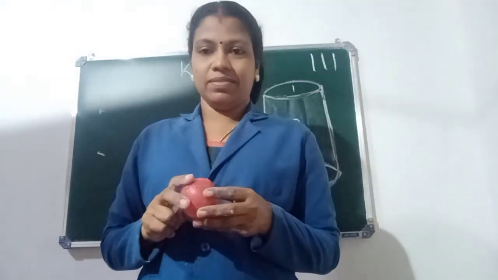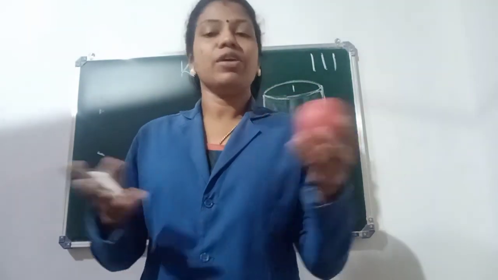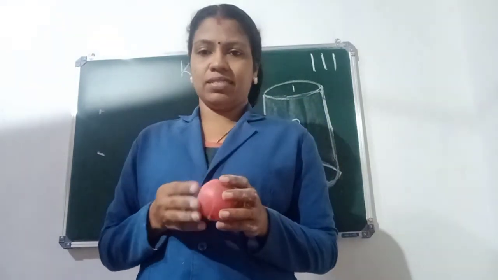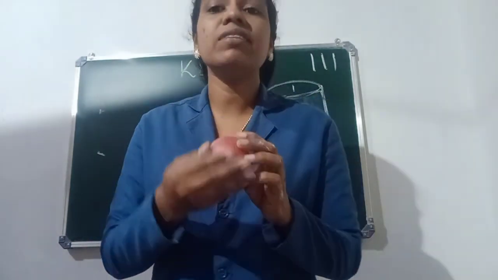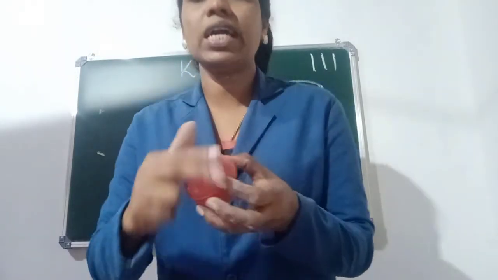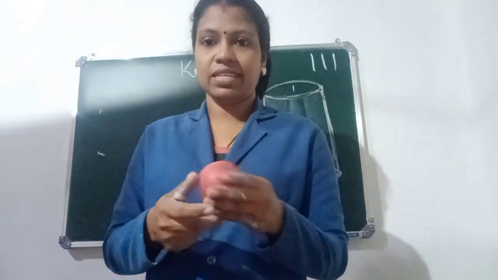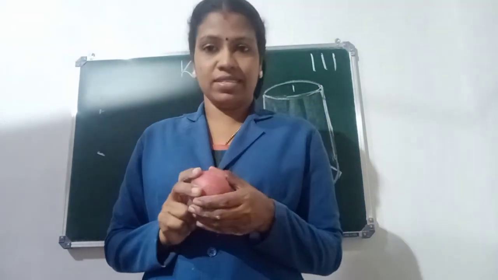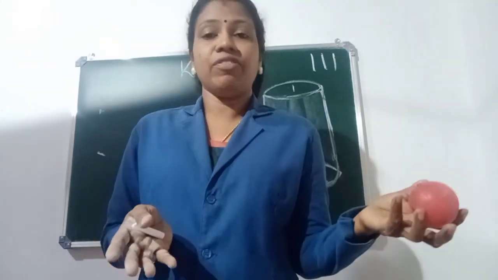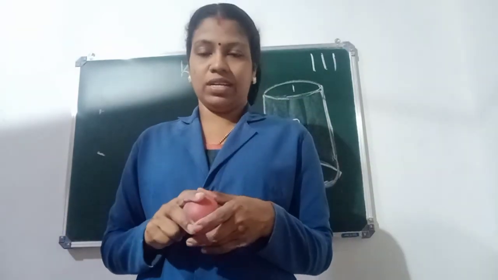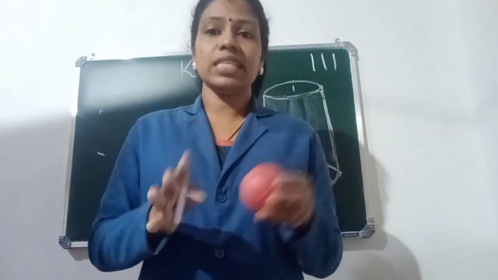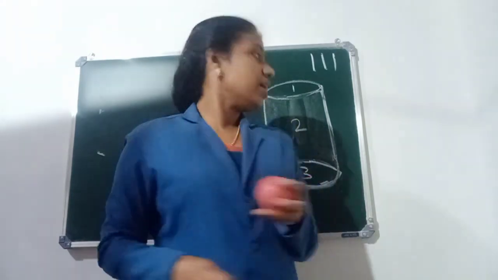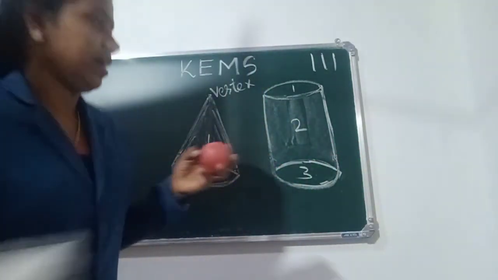So a sphere has no edges, no corners because it has no face. Okay, it has a curved surface only. This is called a curved surface. Clear? Okay, a sphere has no faces. Therefore, it has no edges and no corners. It has just a curved surface only. Clear? Okay. Now, it is easy to draw a sphere.